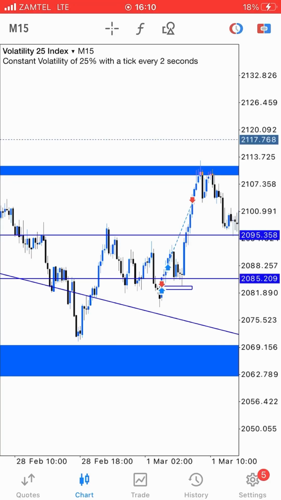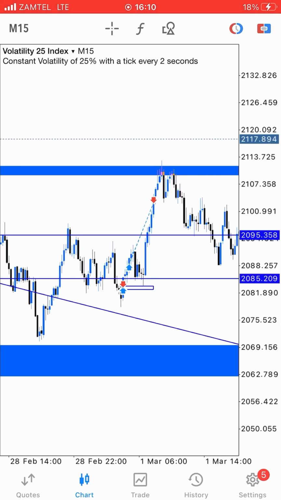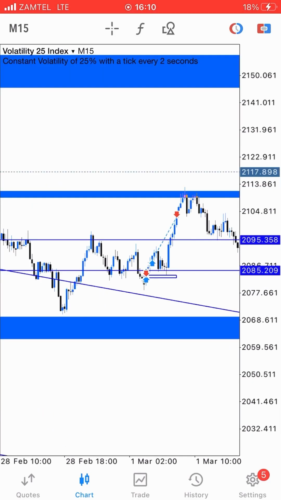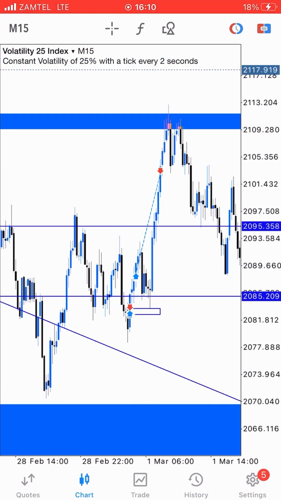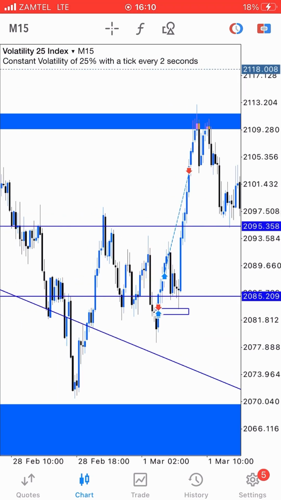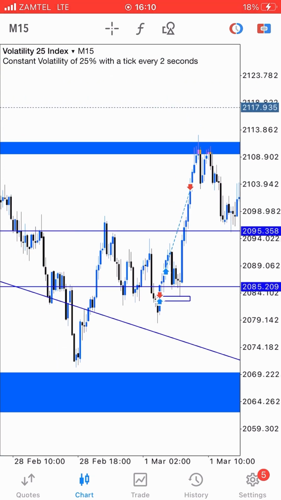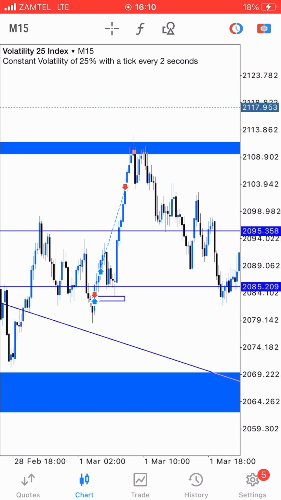So yeah, first thing first, I'll start by explaining how I caught this beautiful trade right here with little or no drawdown, right? So I'm going to be showing you what I was looking at and how I analyzed it in order for me to catch these entries right here, right?